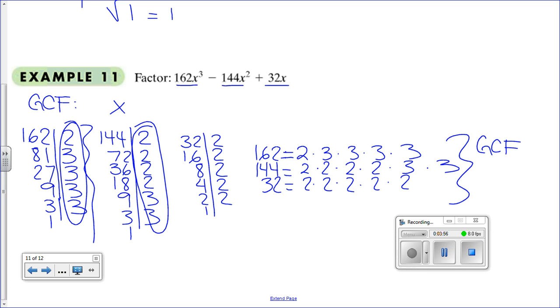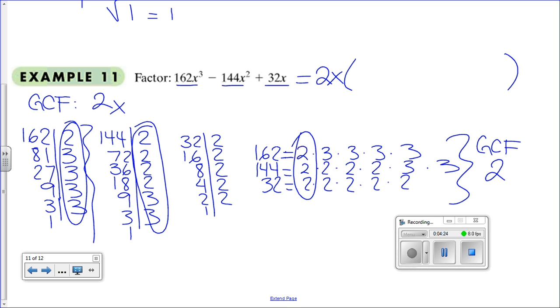And so the numerical part of the GCF will be the product of those factors that are in common. So all of them have a number 2. And let's see, what else? And I believe that's it. All of them have a number 2. So the numerical part of the GCF is going to be 2x. So that's what I'm going to factor out from here first.